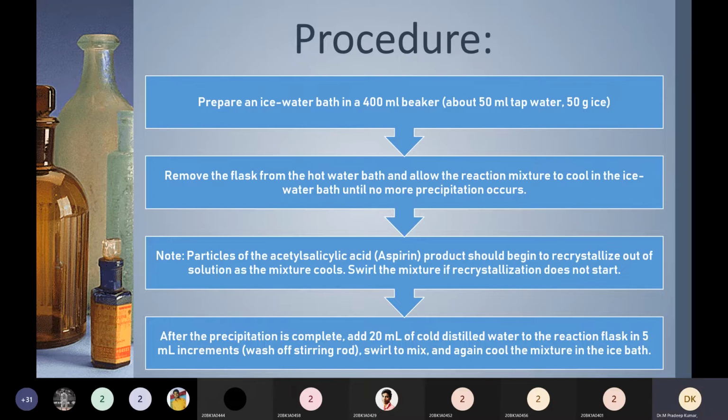Now, the next step: remove the flask from the hot water bath and allow the reaction mixture to cool in the ice water bath until no more precipitation occurs.